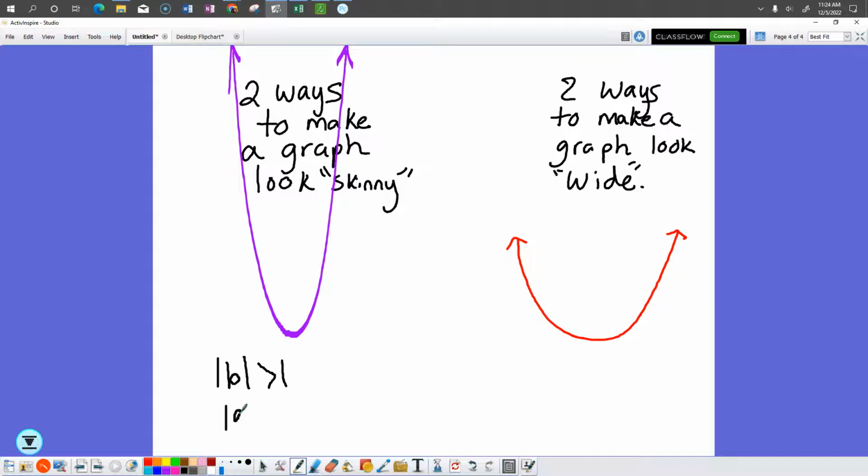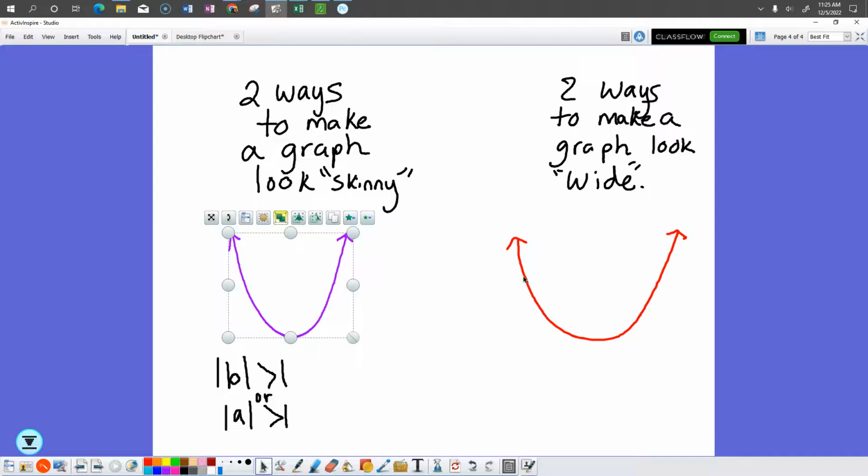So if you want your graph to look skinnier, then either the a or the b have to be greater than 1. The absolute value of a or b has to be greater than 1. Okay.